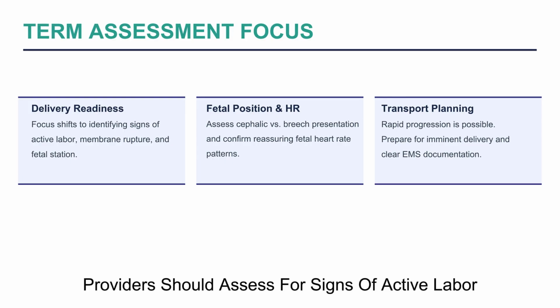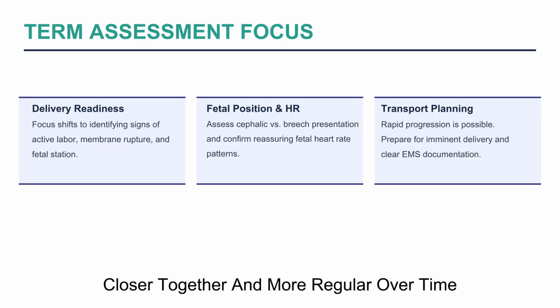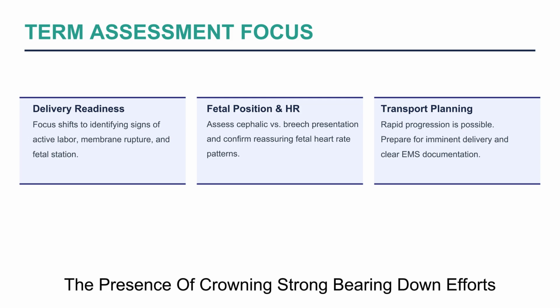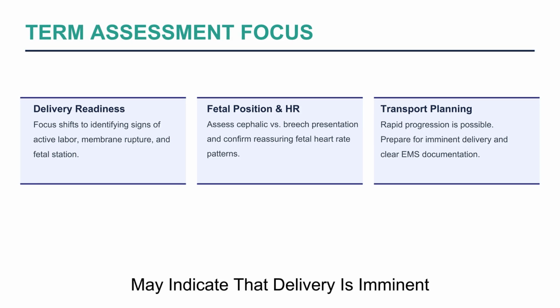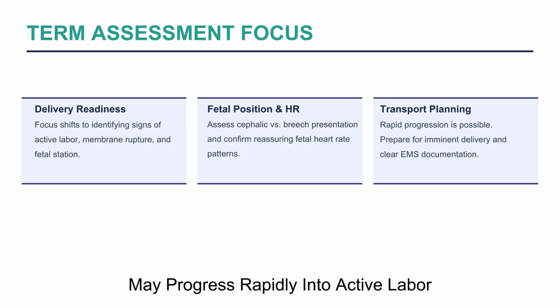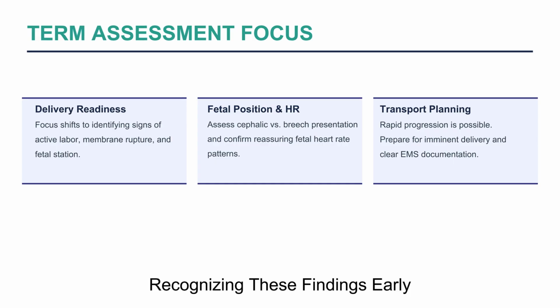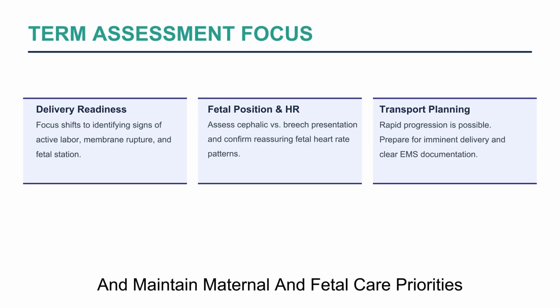Providers should assess for signs of active labor. This includes contractions becoming stronger, closer together, and more regular over time. The presence of crowning, strong bearing down efforts, or an inability to delay pushing may indicate that delivery is imminent. These assessments become essential because a patient at 38 weeks and 4 days may progress rapidly into active labor. Recognizing these findings early helps providers prepare appropriately for delivery and maintain maternal and fetal care priorities.